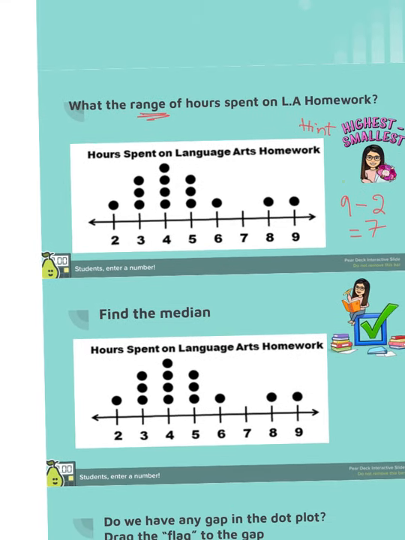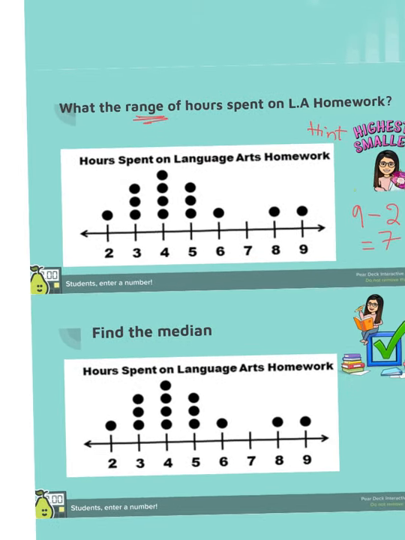Question number 2, find the median. Okay, pause the video. Think about how you can find the median. The median is the middle dot. So go ahead and pause the video and find the median. Okay, I'm going to find the middle dot. Take the dot at 9, take the dot at 2, take the dot at the highest value and the dot at the lowest value until you find the middle point.